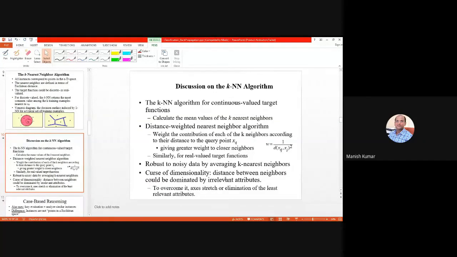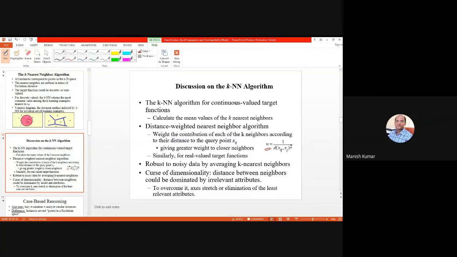Then how to deal with the continuous value? In case of continuous value target functions, what you need to do is find the mean value of the k nearest neighbors. And in distance weighted nearest neighbor, you weight the contribution of each of the k neighbors according to their distance to the query point xq. So you calculate the weight w, which is equivalent to 1 divided by the distance between xq and xi, whole square.